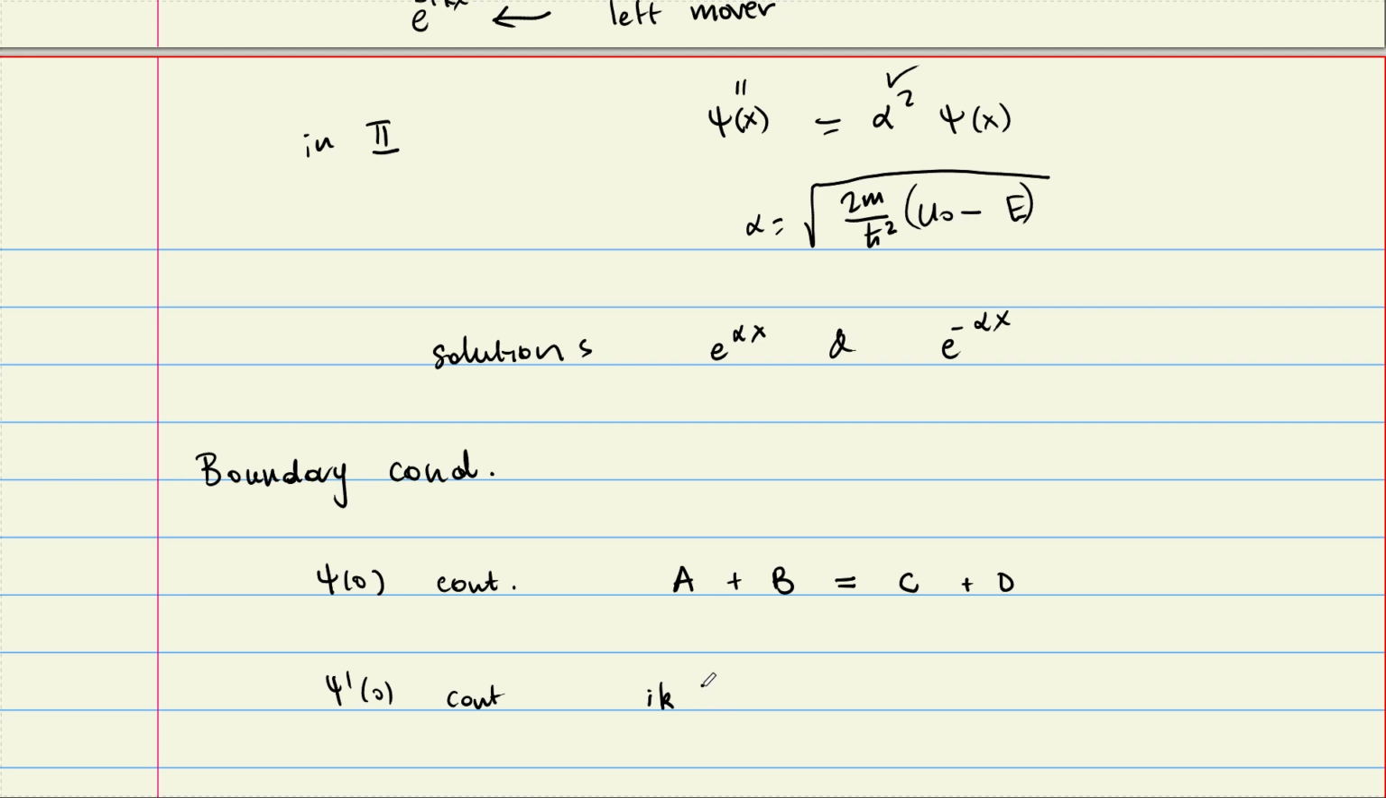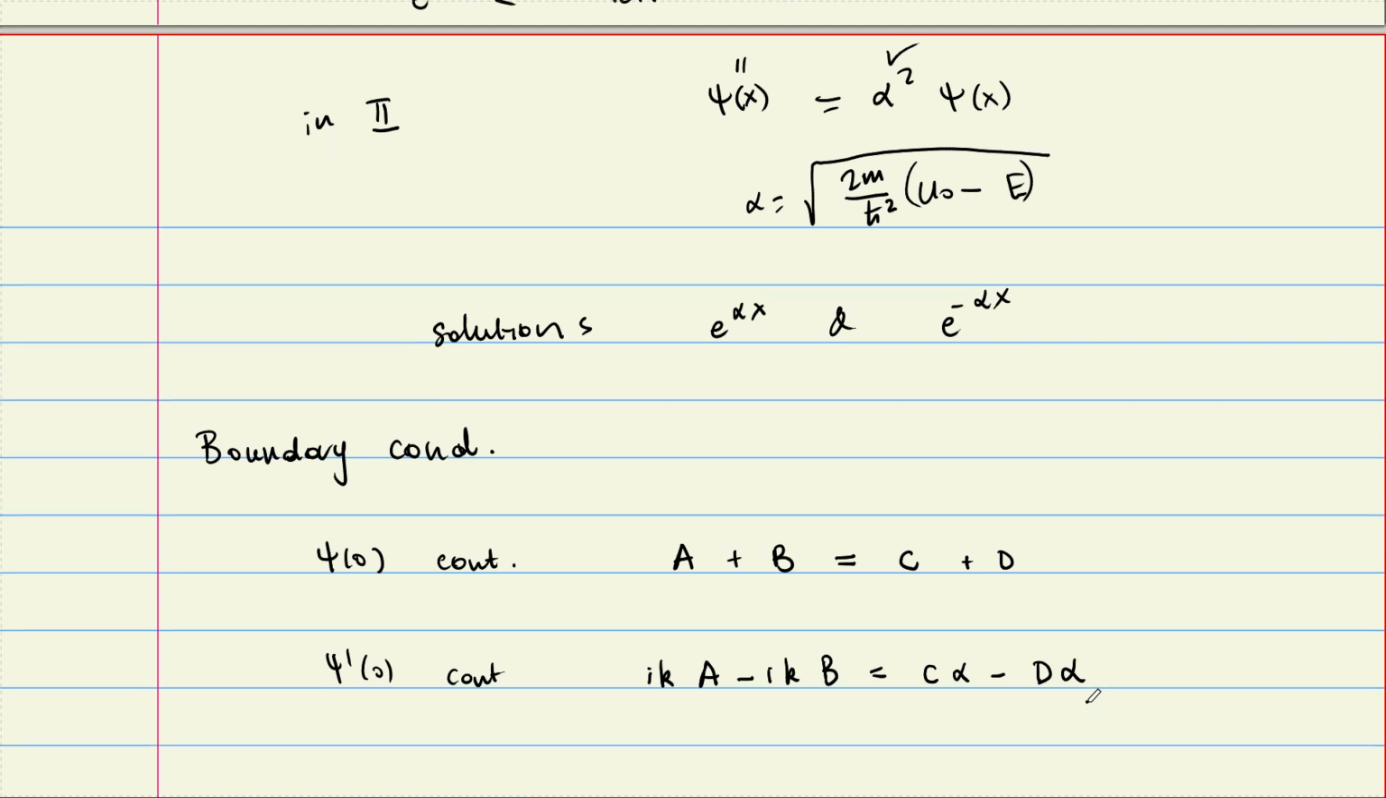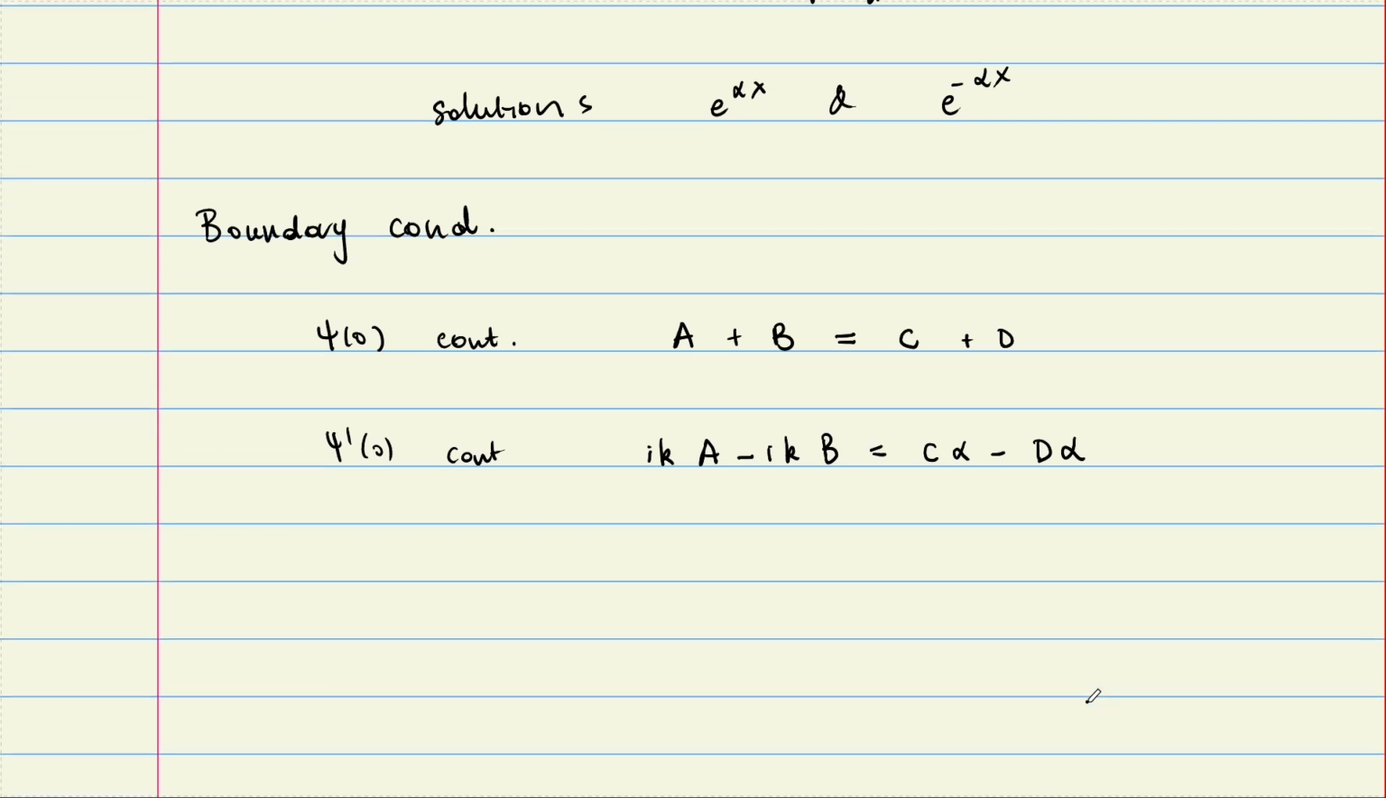The second one is going to be the derivative. If I take the derivative, there will be an ik times A, and if I put x equal to 0, there will be just 1 minus ik B, because this is the left mover in the second case, should be equal to C alpha minus D alpha. So this is the first pair of boundary conditions.